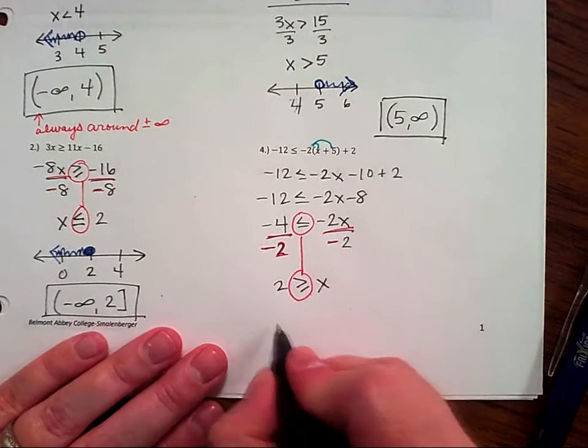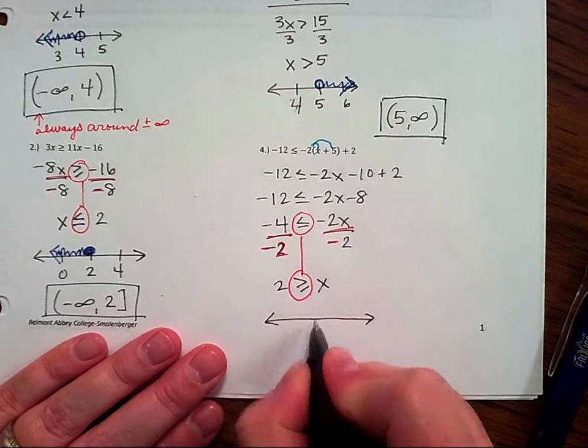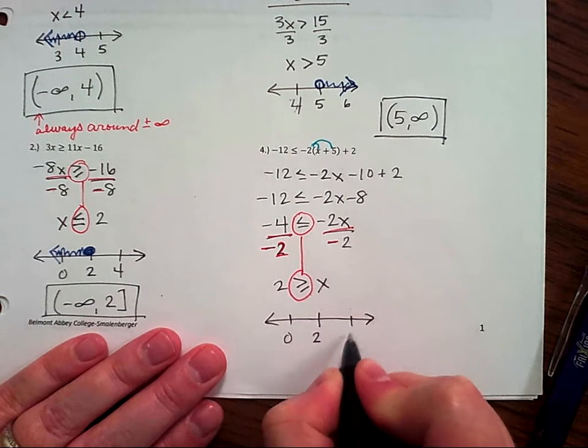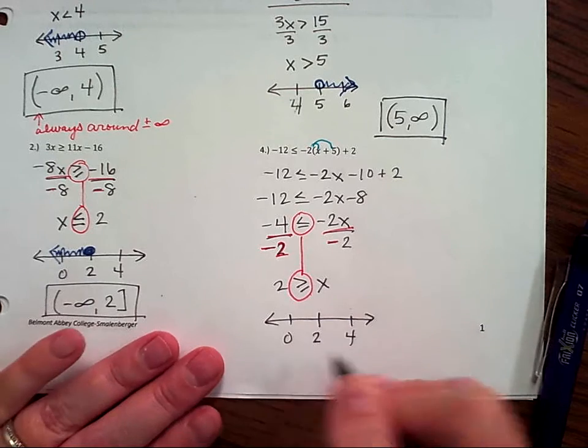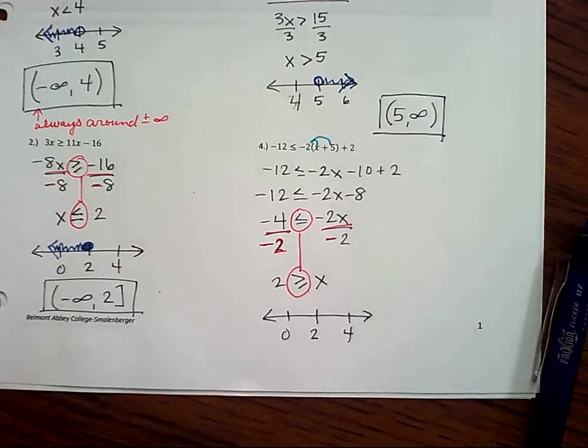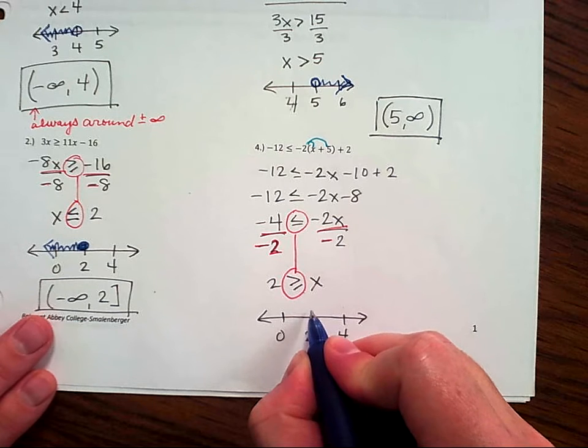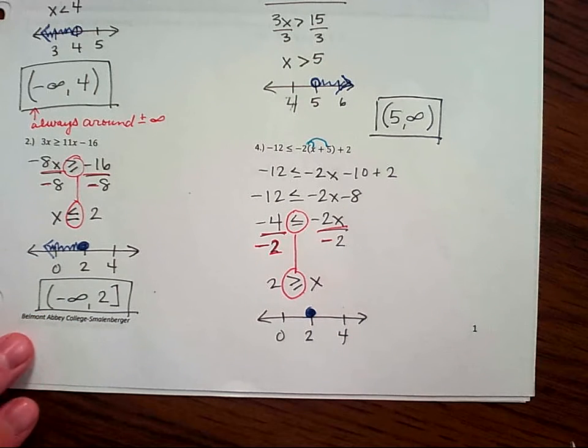Okay? So now how do I write this on a number line? Well, I need at least 2 values. You could do 1, 2, 3, 0, 2, 4, whatever you're feeling like, right? Okay, so is 2 an open circle or a closed circle? Closed at 2. So am I shading right or left? Left, right. Some people, left, right.